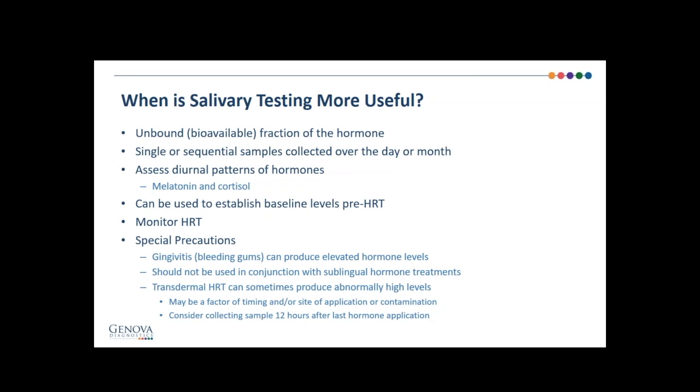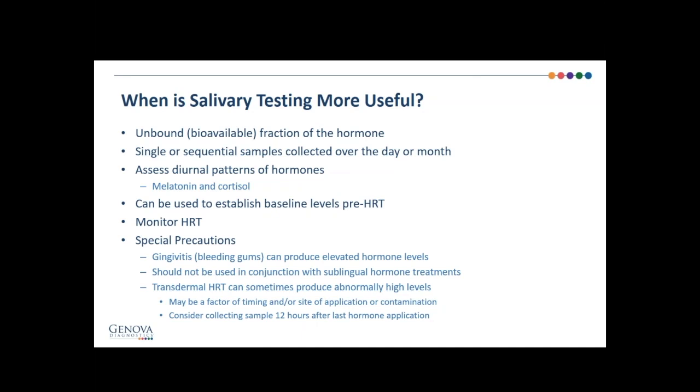Transdermal hormone replacement therapy can sometimes produce abnormally high levels. And we see this. And those of you that call in, we speak on the phone and review tests, every now and then you might see that kind of elevation. And it may be a factor of timing or the site of application or contamination. So when I talk about timing, consider collecting a sample 12 hours after the last hormone application. When you use a transdermal, typically there's a big jump over the first 4 hours, and there's a normalization after about 12 hours to baseline levels.